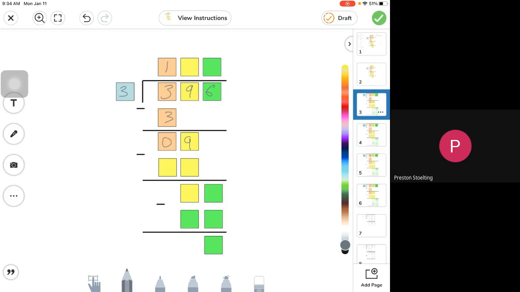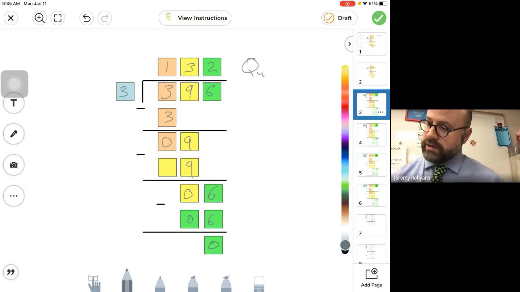How many 3s go into 9? That's 3. So put that 3 on the top, yellow. 3 times 3 is 9. Put it on the bottom, a 0 and a 9. 9 minus 9 is 0, so put that there. Make the 6 go down to the green right next to the 0. How many times does 3 go into 6? That's 2. Put it on the top green. 3 times 2 is 6. Put it right under the 6. And then 6 minus 6 is 0. Put it there. And that's it. Our quotient here will be 132.